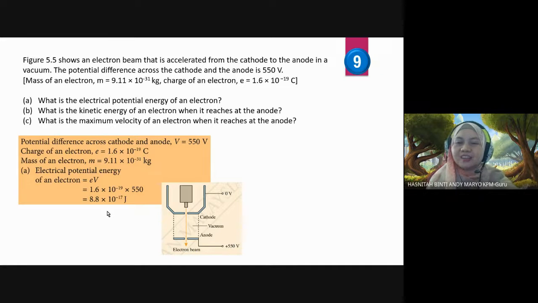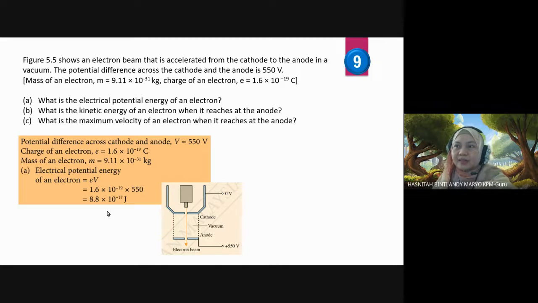Perlu kira ke, B? Do you need to calculate kinetic energy? Need to calculate or don't need? Tak perlu. No need. Okay, what is the relation of the electric potential energy and the kinetic energy? Are they the same? Are they equal or different?